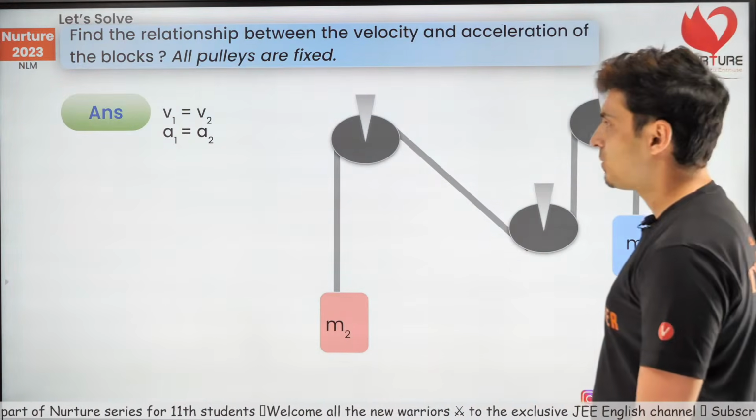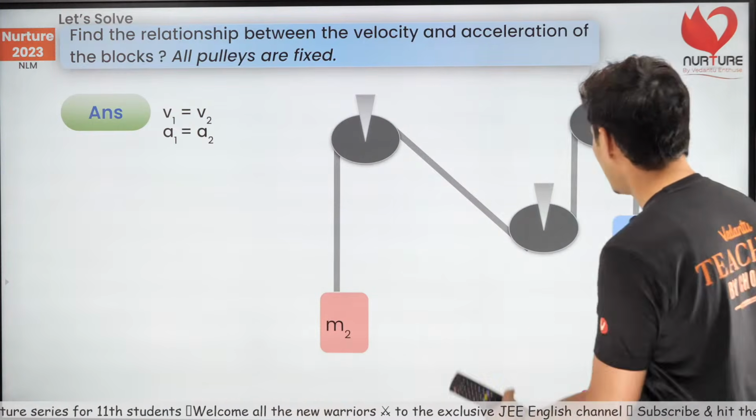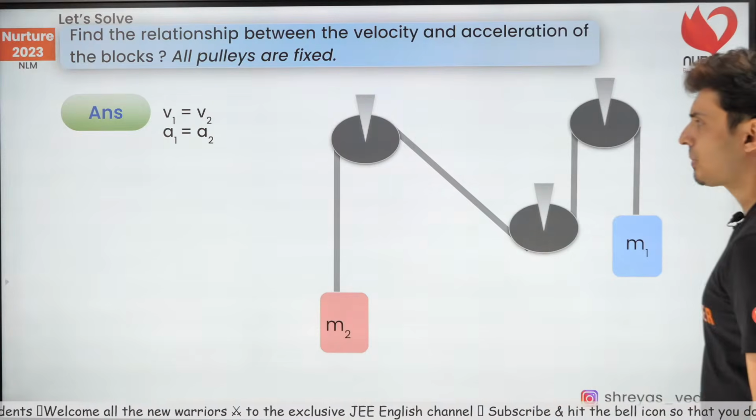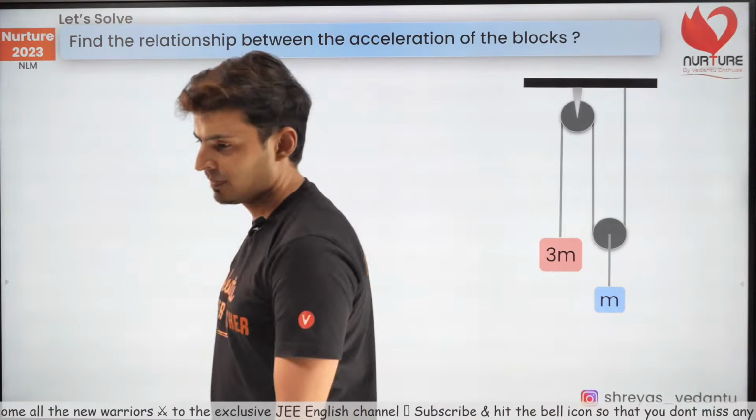Okay, so the answer was correct. V1 is V2, A1 was A2. This was a simple problem. Let's take a slightly trickier problem and see what happens.